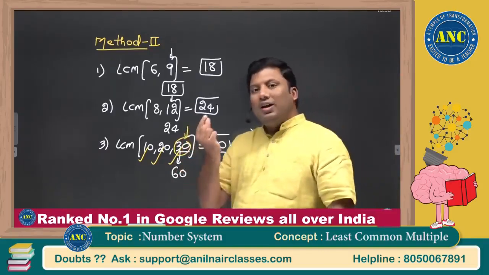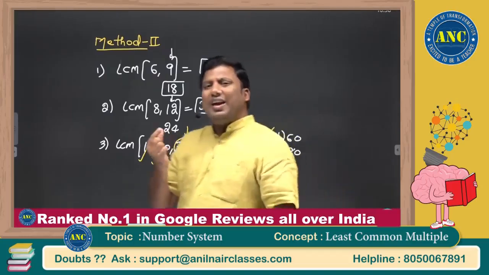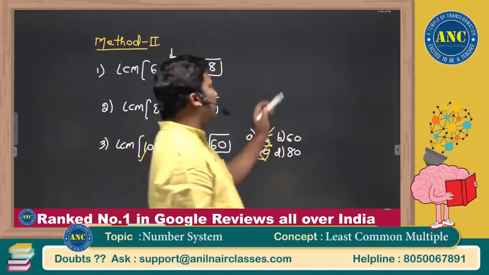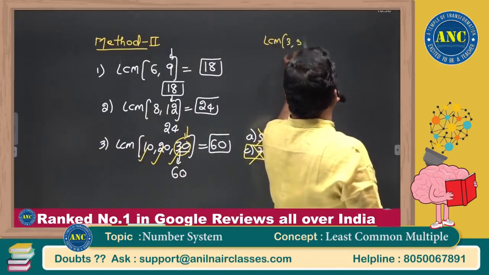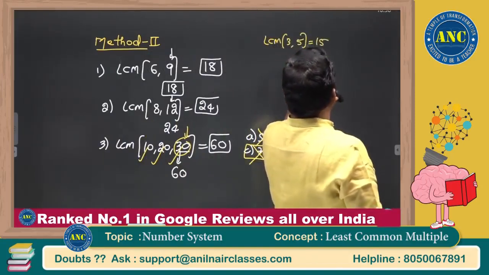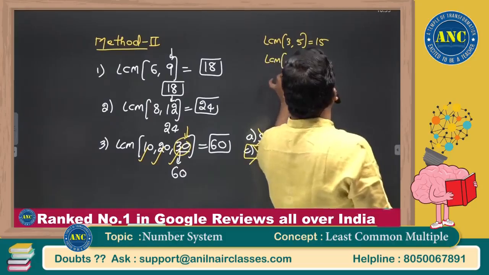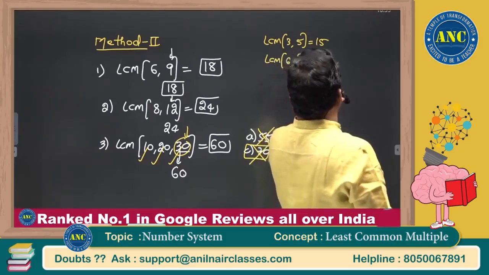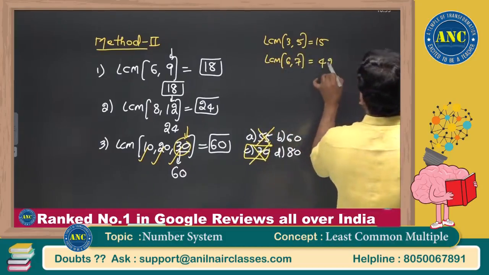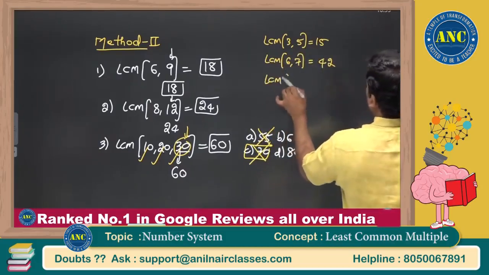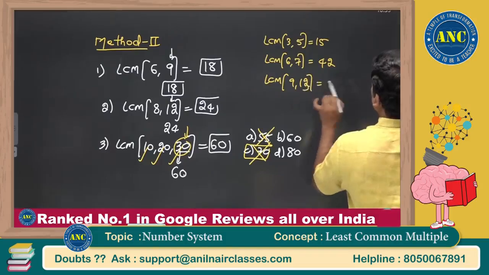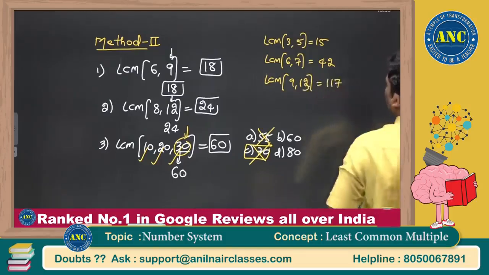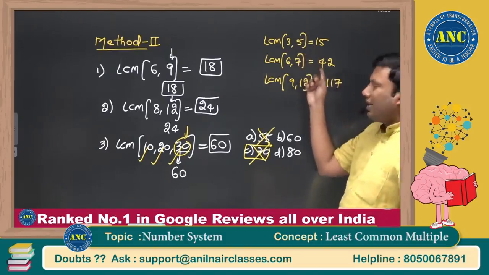Now one input value is 30, which is a multiple of 3. Take an LCM of any number with 3. LCM of 3, 5 is 15. LCM of 6, 7, smaller numbers I am taking, is 42. LCM of 9, 13, let us take 117. I'll tell you how directly I wrote it.